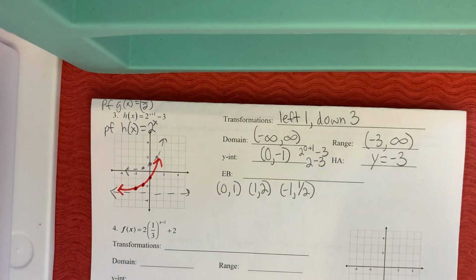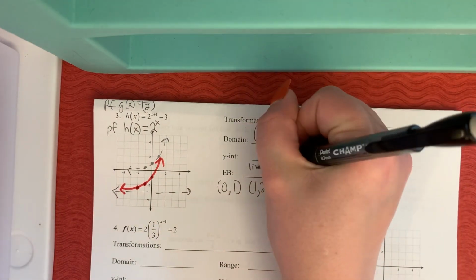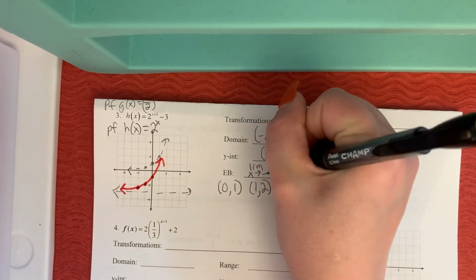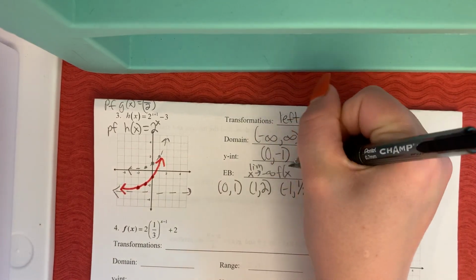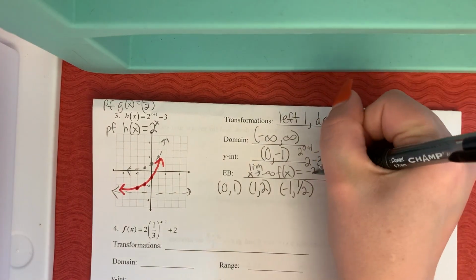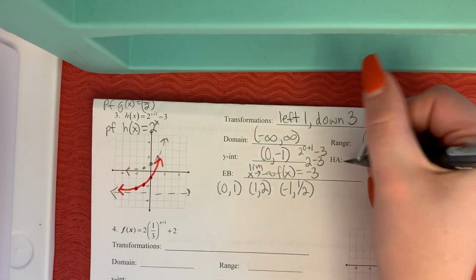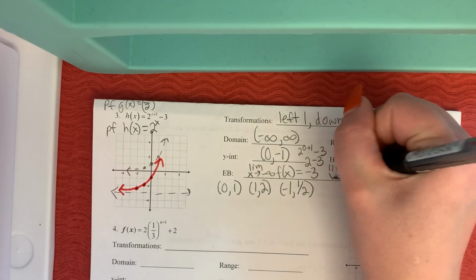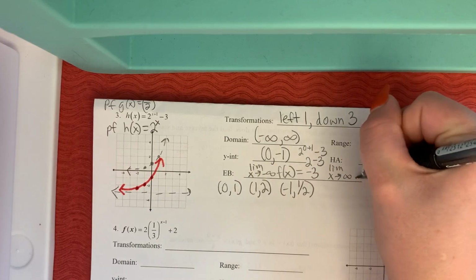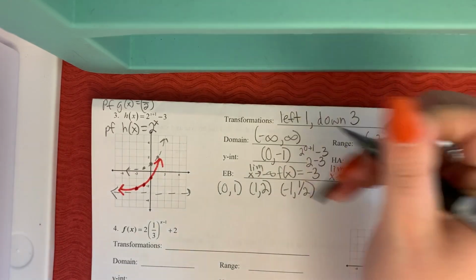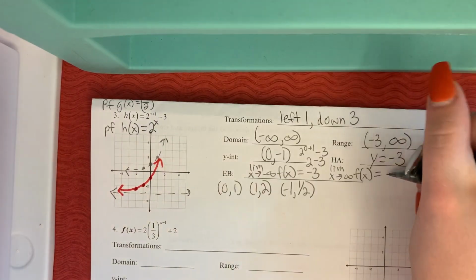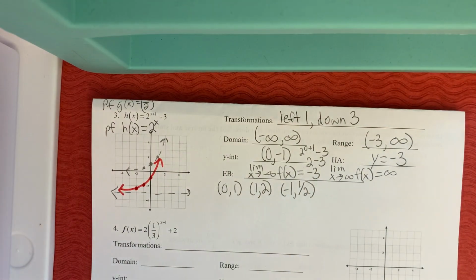Finally, we can do end behavior. So as x approaches -infinity, our graph approaches that asymptote of -3. And as we approach +infinity, our graph increases, so our y is also increasing. So it's also going to approach +infinity there.